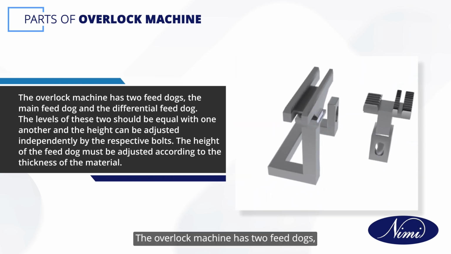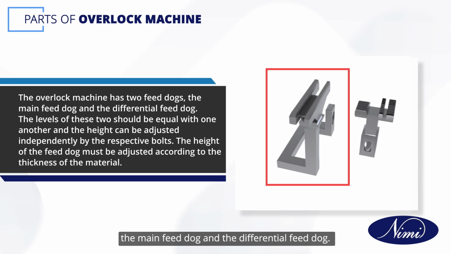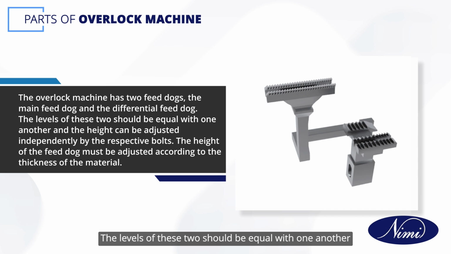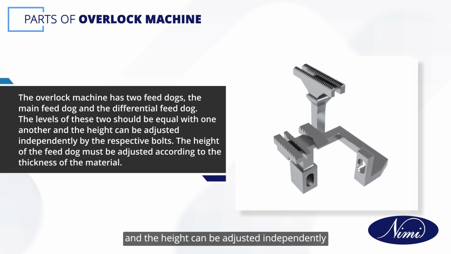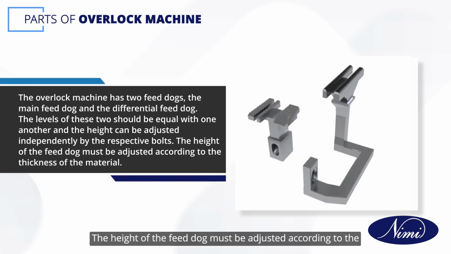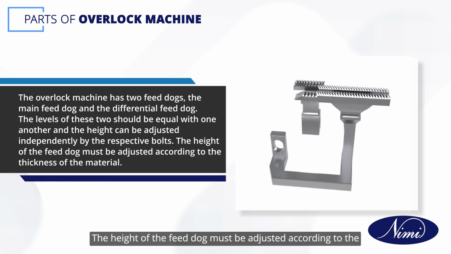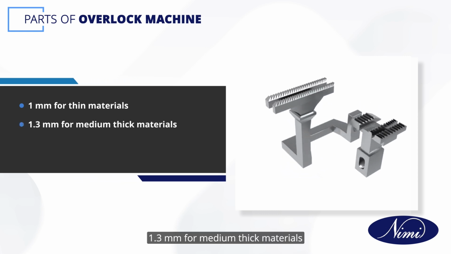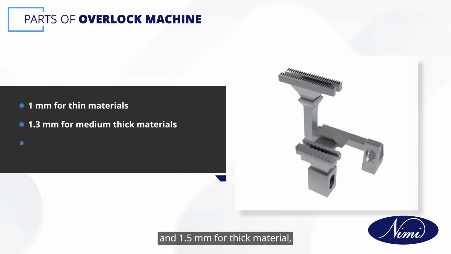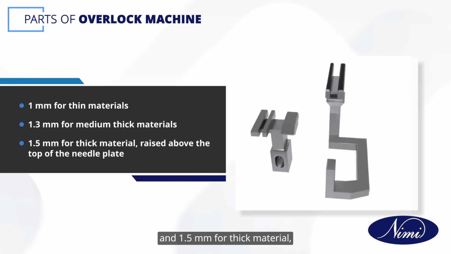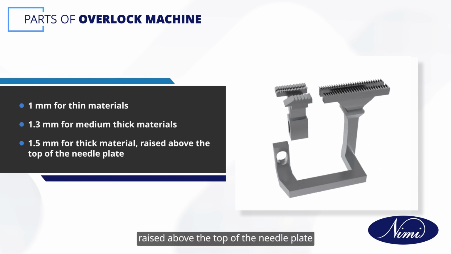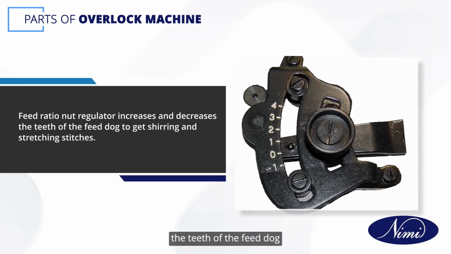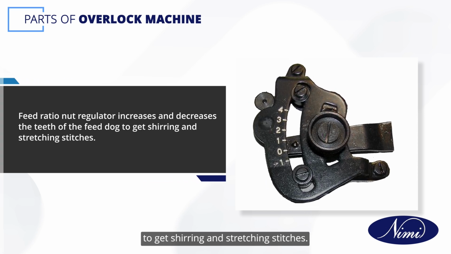The overlock machine has two feed dogs, the main feed dog and the differential feed dog. The levels of these two should be equal with one another and the height can be adjusted independently by the respective bolts. The height of the feed dog must be adjusted according to the thickness of the material. 1 mm for thin materials, 1.3 mm for medium thick materials, and 1.5 mm for thick material raised above the top of the needle plate. Feed ratio nut regulator increases and decreases the teeth of the feed dog to get shearing and stretching stitches.